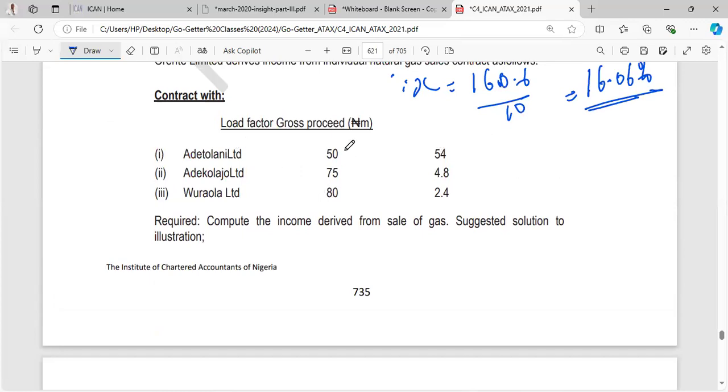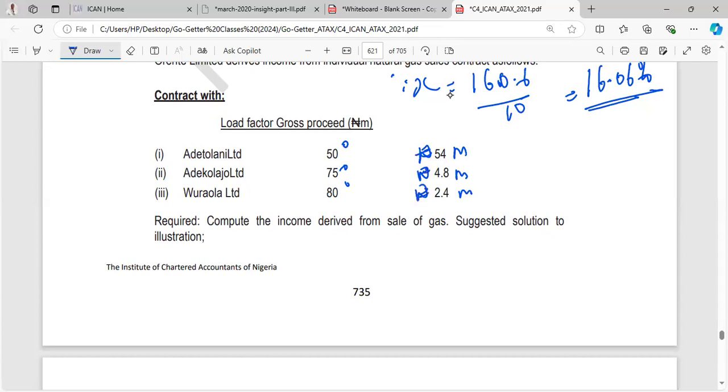This is load factor 50, 75, 80. This is the amount of contracts, billions. So these are the load factors, I'll put them in percent. This is in degree. This is in million. This is in million. This is in million.